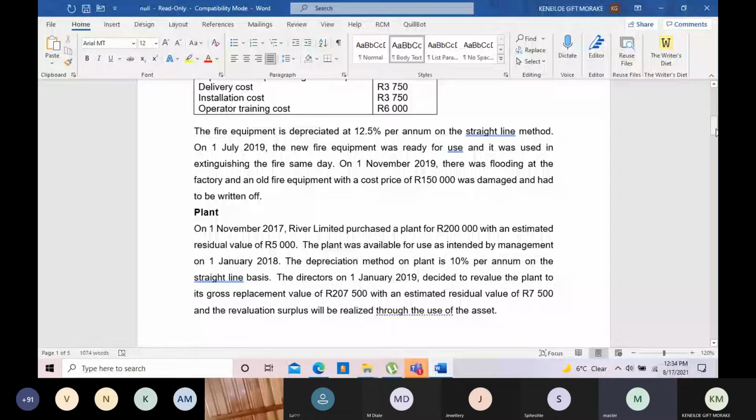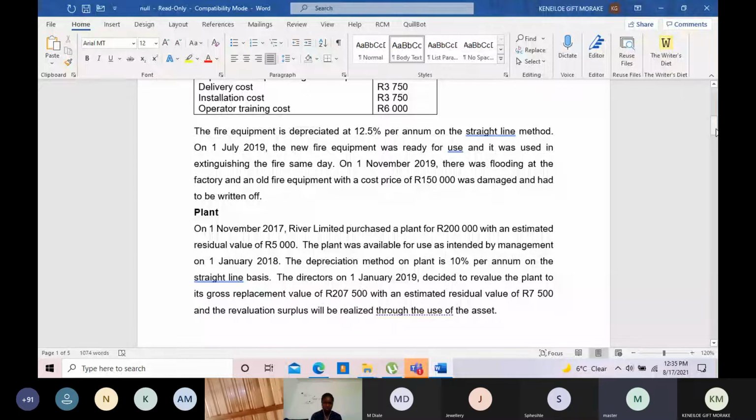On the 1st of November 2019, there was flooding at the factory, and an old fire equipment with a cost price of 150,000 was damaged and had to be written off. Meaning we treat the equipment in the same way as we treat a sold asset or a disposed asset. If the asset was damaged by fire, you treat that asset in the same way as you treat the disposed or sold asset.